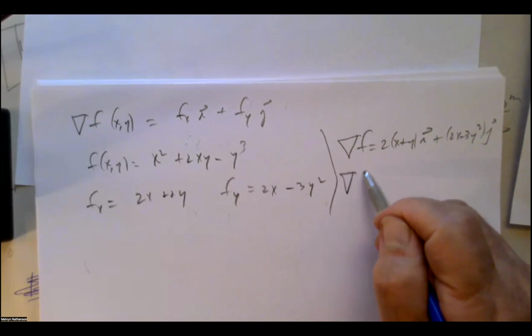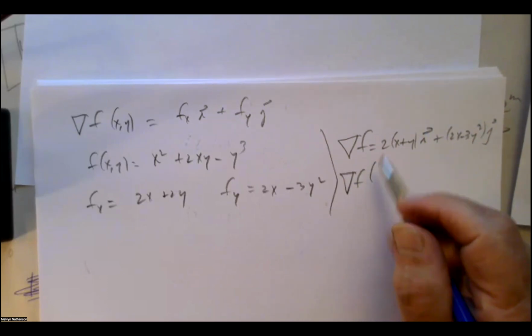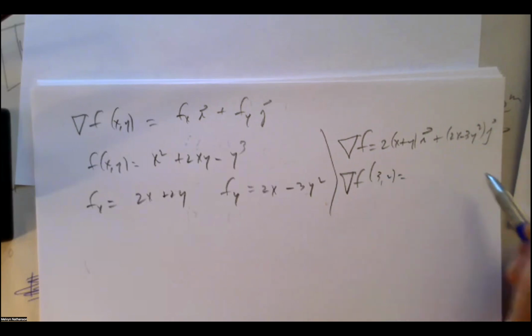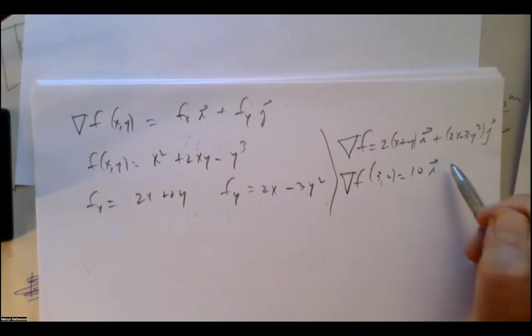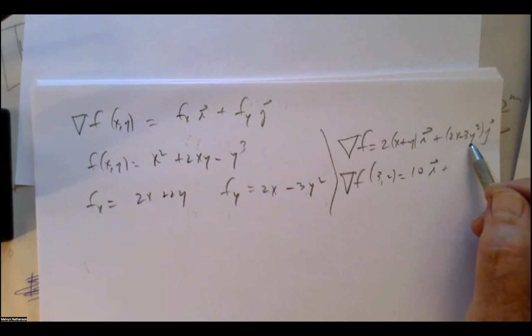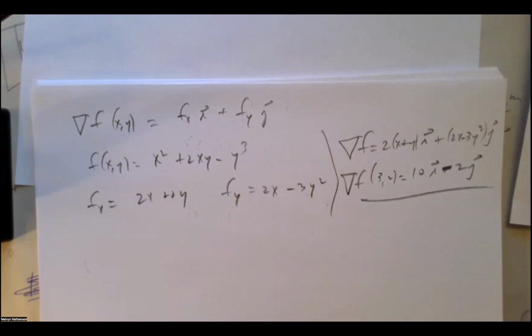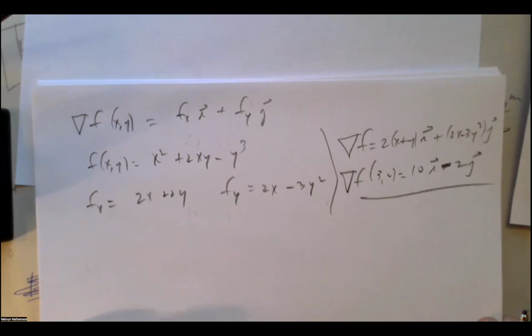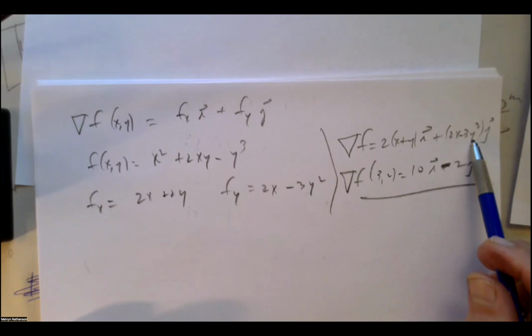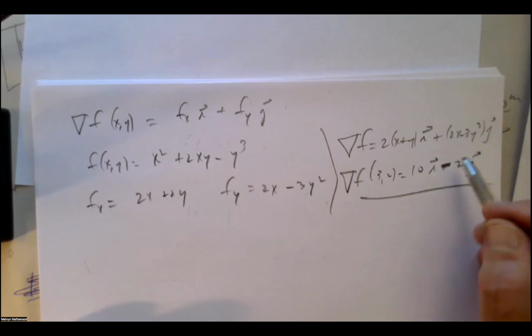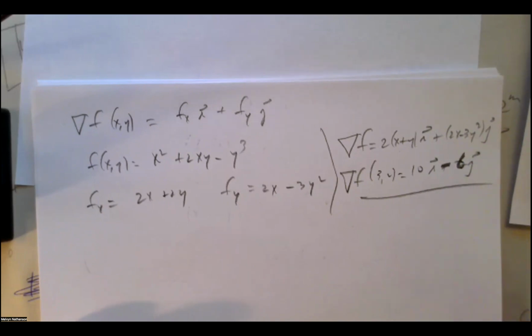And if I wanted the gradient, for example, at the point 3, 2, when x is 3 and y is 2, this is 5, I get 10i, 2x is 6, minus 3 times 4 is 12, minus 2j. Oops, sorry. x is 3, 3 times 2 is 6, y is 2, 2 squared is 4, 12, 6 minus 12 is minus 6. Better to get it right.